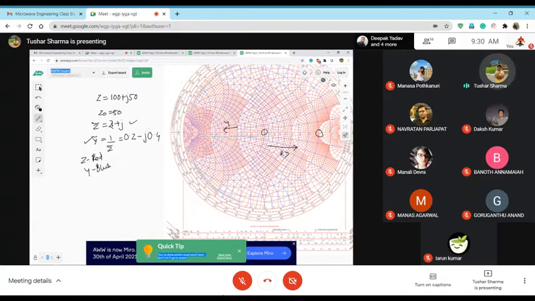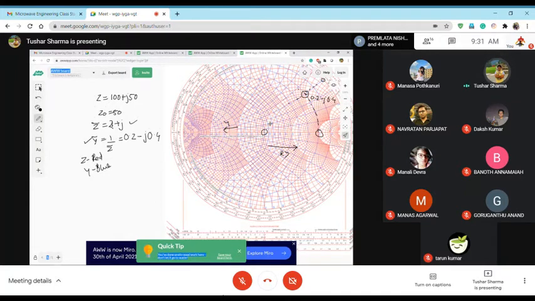Okay, so what I will do, I will move on this. And here Y is equal to 0.2. So I will move on this, and this will be my 0.2 minus j0.4. Now let's see the same thing from the Z perspective. Z was 2 plus j. Okay, so 2 was here.